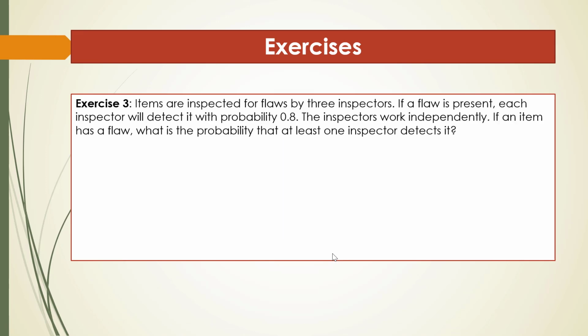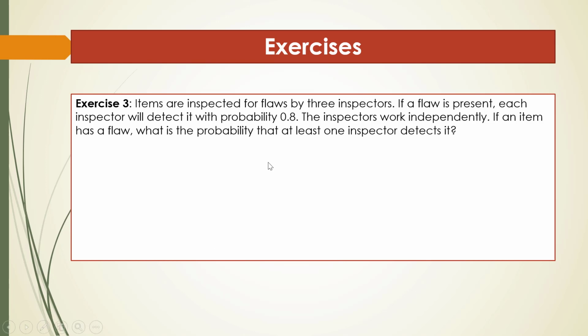Example 3. Items are inspected for flaws by 3 inspectors. If a flaw is present, its inspector will detect it with probability 0.8. The inspectors work independently. If an item has a flaw, what is the probability that at least one inspector detects it?